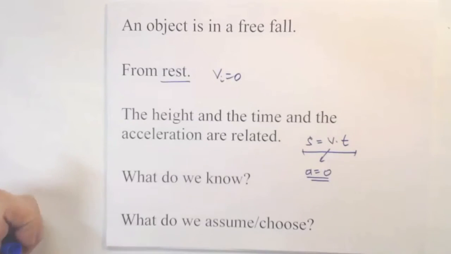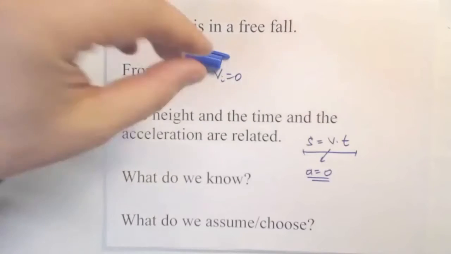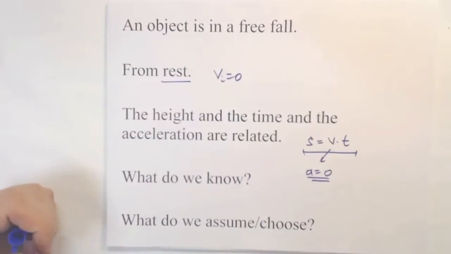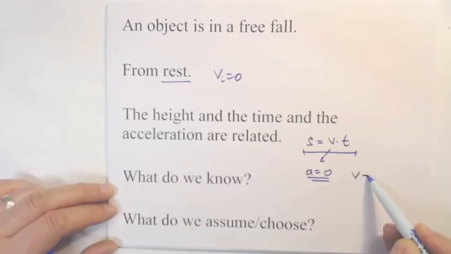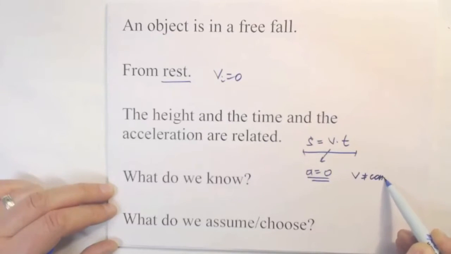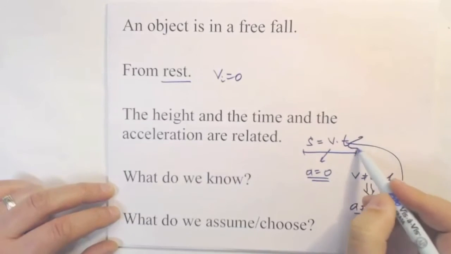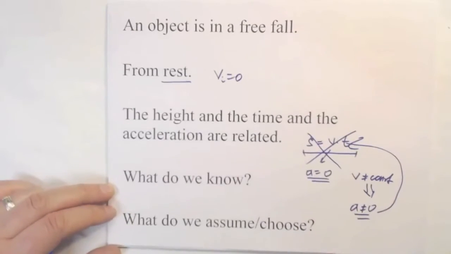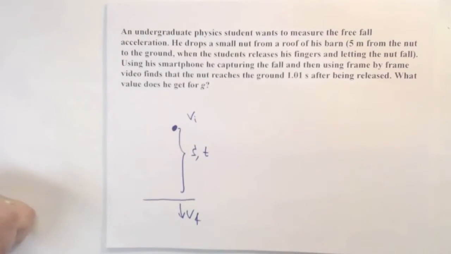We know that when free fall is happening, something like this, the object is speeding up. Speeding up means velocity changes. And if velocity changes, that means acceleration is not 0. So we cannot use this equation. That would be a wrong assumption. Now we can go back to our picture. If velocity changes, how does it change?